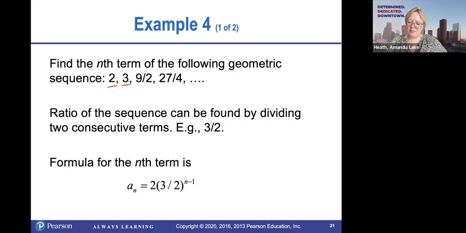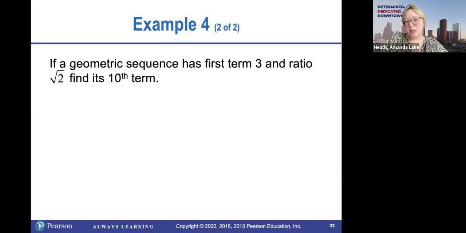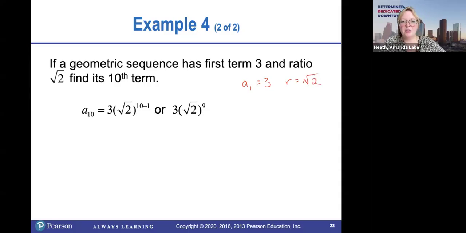So the formula for the nth term, we have that original 2 times the ratio to the n minus 1 power. And if we don't have the whole sequence, we just have information. So we know the first term is 3 and the ratio is square root 2. Then we know that A1 is 3, r is square root 2. So we should get the 10th term is 3 times the square root of 2 to the 10 minus 1 power, and that's 9. And we can simplify that.